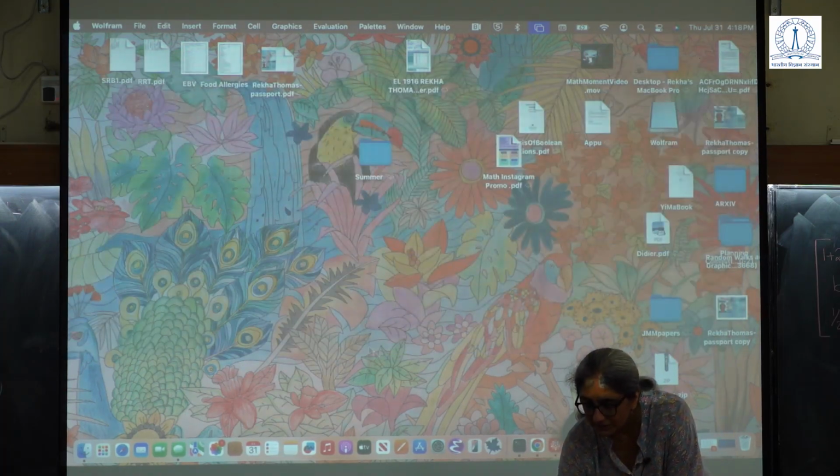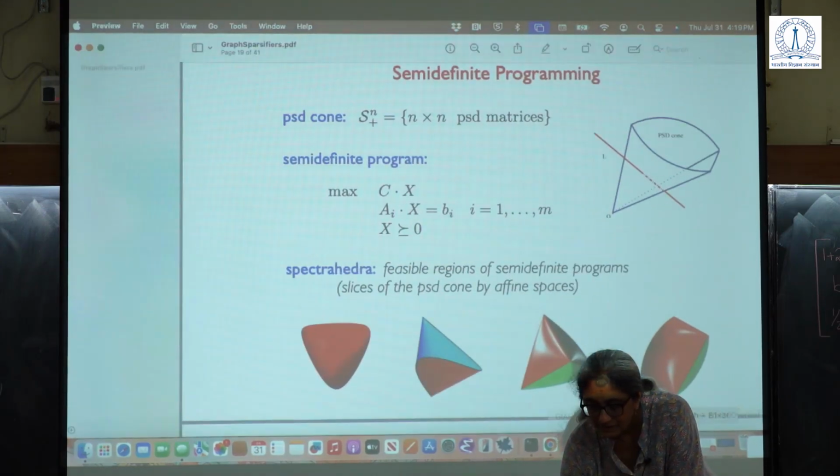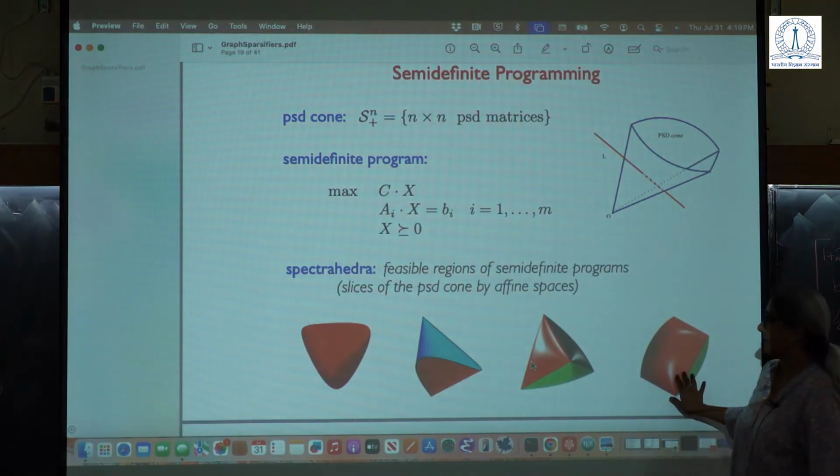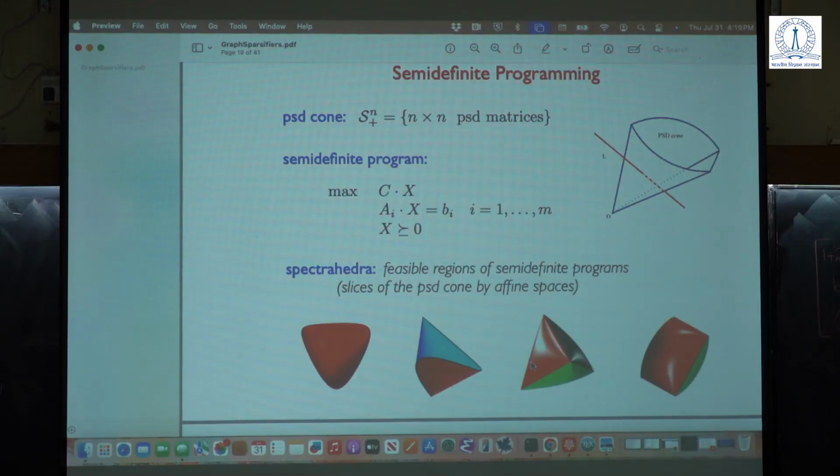Let me show you one more thing before we close the computer. These are pictures of spectrahedra. This is how spectrahedra look. All polyhedra are spectrahedra, but these are some pictures of three-dimensional spectrahedra because that's all we can draw. So you see they look like this. This is a very famous one.